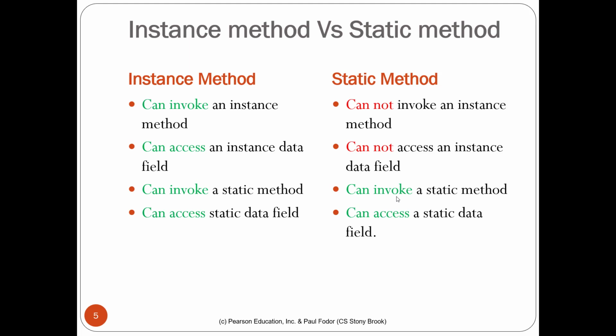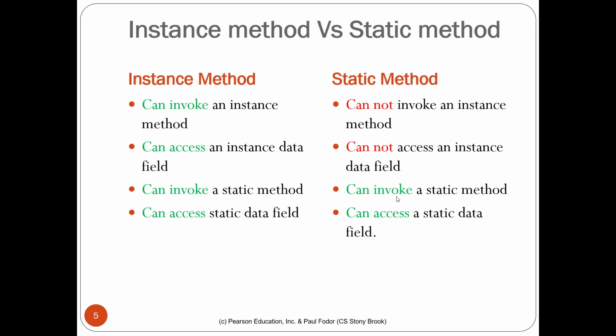Now, an instance method can invoke another instance method. An instance method can access the instance data field, and interestingly, an instance method can invoke a static method as well, and can access a static data field also. So just to keep things simple, an instance method has all the access possible: access instance methods, instance data fields, static methods, and static data fields.